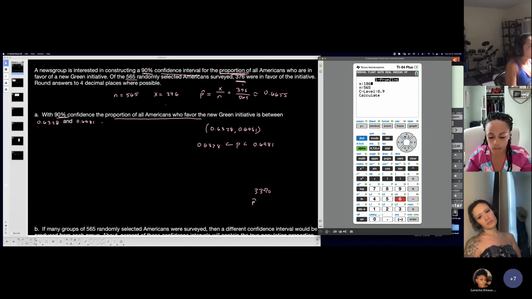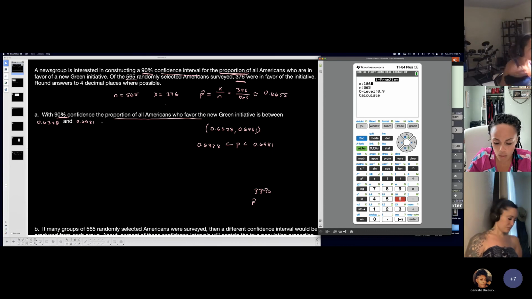How many, out of the total sample, do I want? In this case, 376 out of the total sample. This is called the number of successes that are in favor of whatever I want. In this case, the green initiative. Okay, never a decimal here.